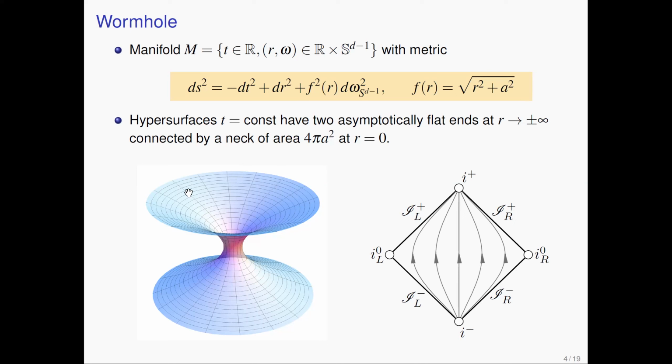So here we have an isometric embedding. On the left is the isometric embedding of the constant time slice, which has two asymptotically flat ends and a throat of radius a. And on the right, this diamond is a conformal diagram representing this space-time, and the sides of this diamond correspond to the future and past, left and right null infinities.